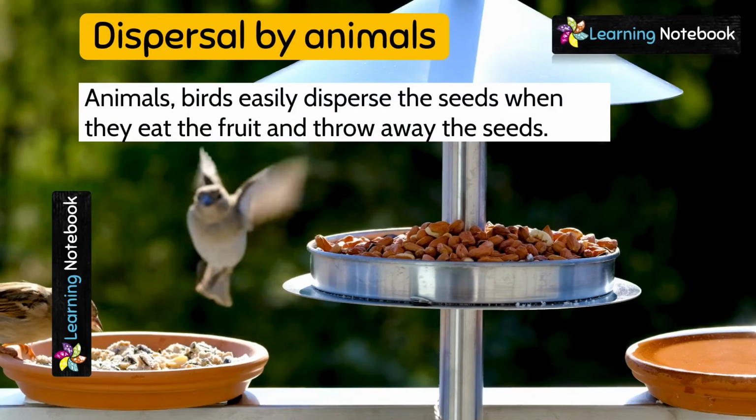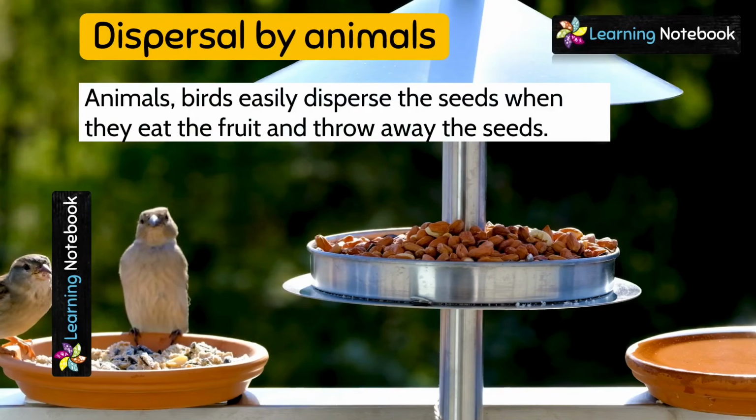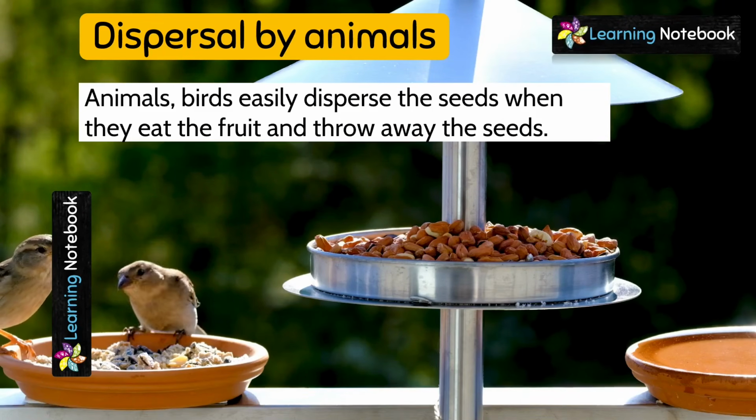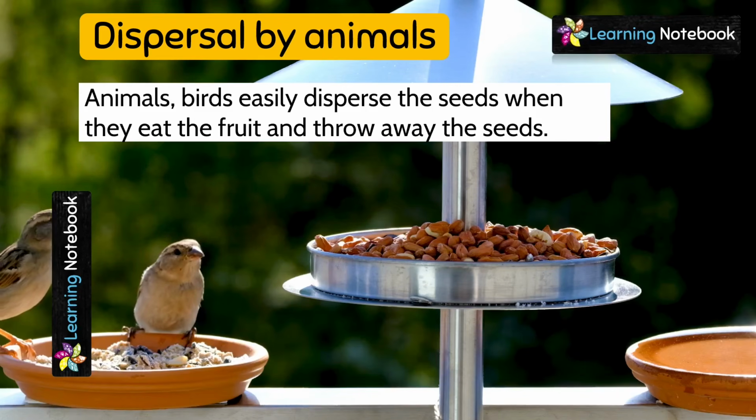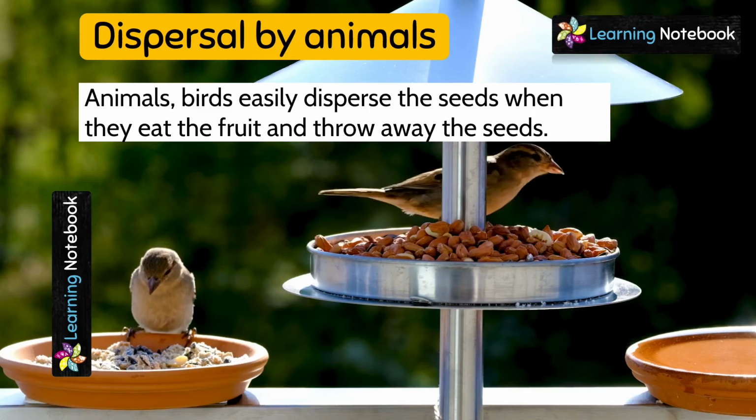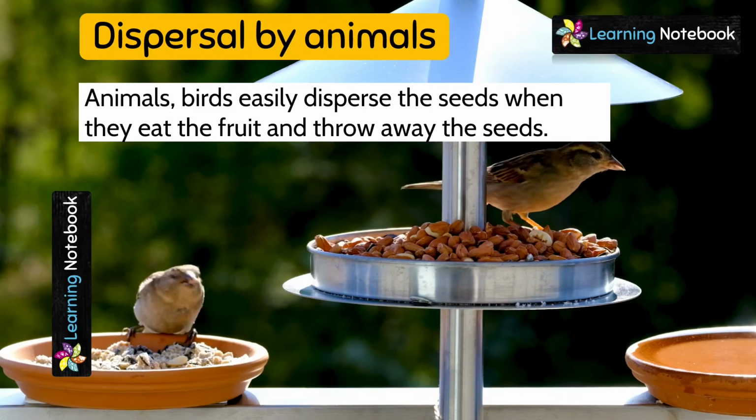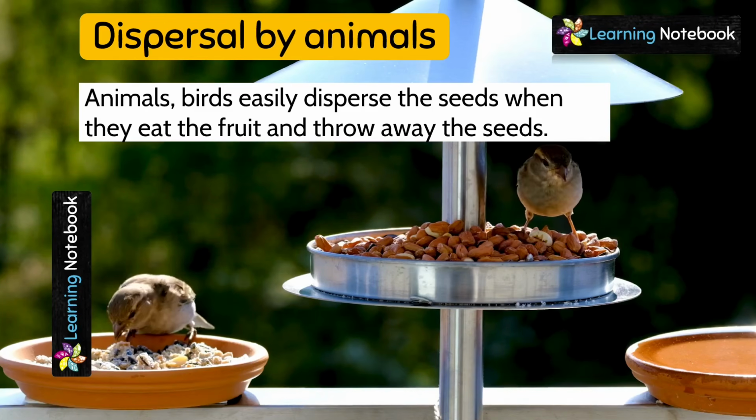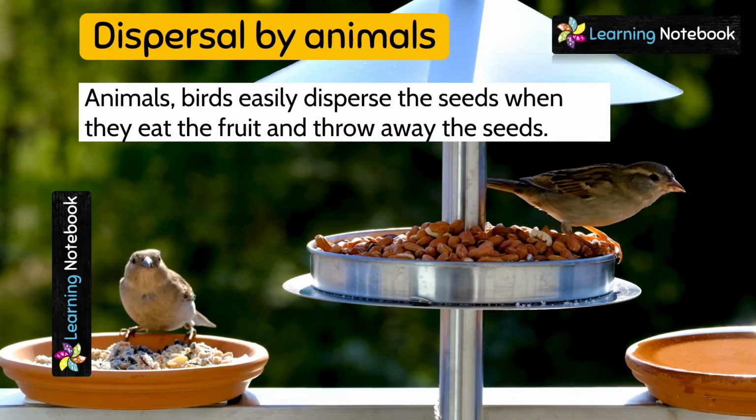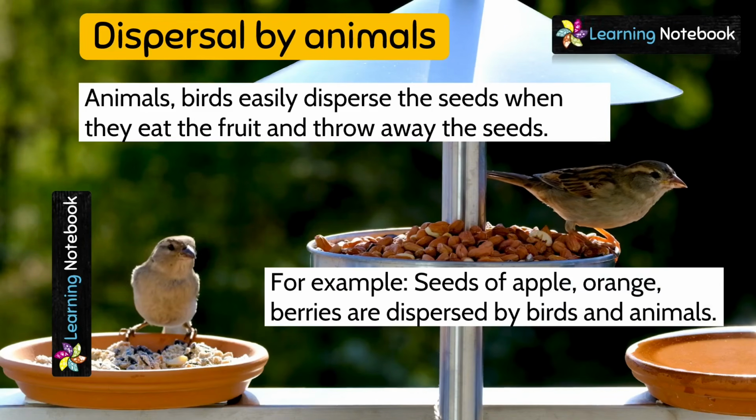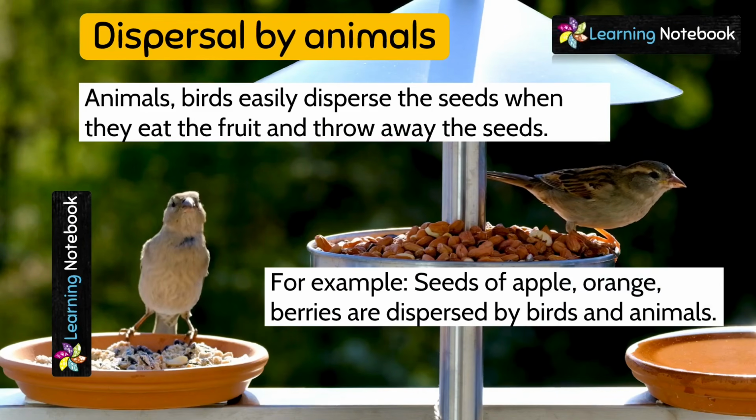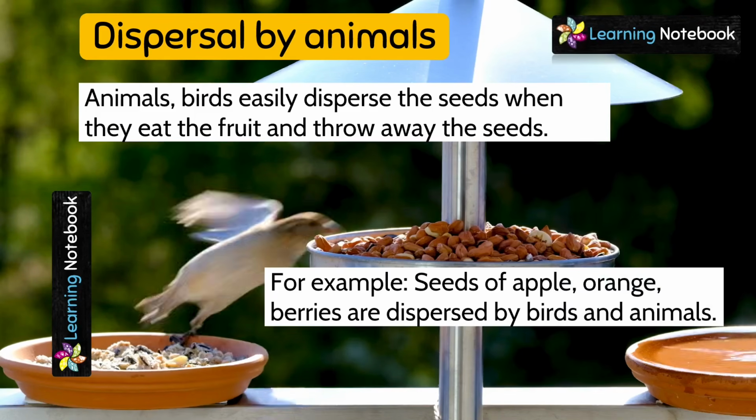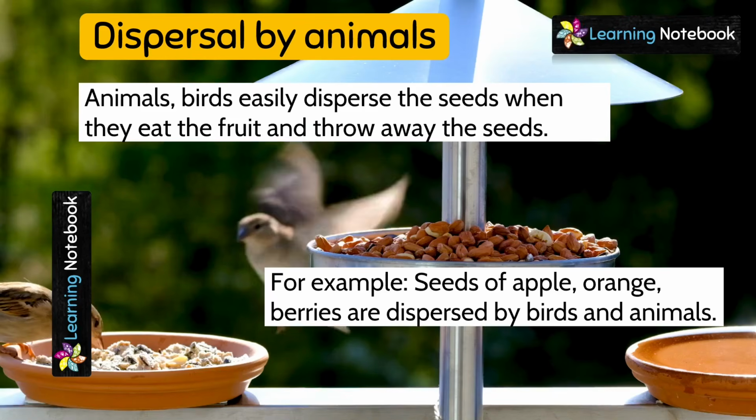Animals and birds easily disperse the seeds when they eat the fruit and throw away its seeds. Like here, these sparrows are eating the food and throwing away the seeds. So this is known as dispersal by animals and birds. For example, seeds of apple, orange, and berries are dispersed by birds and animals.